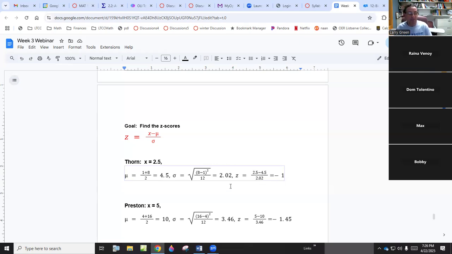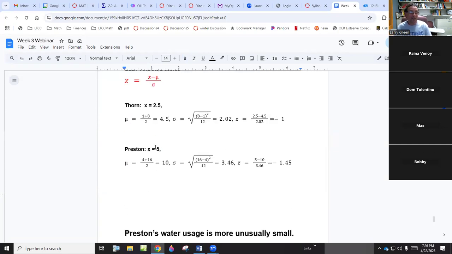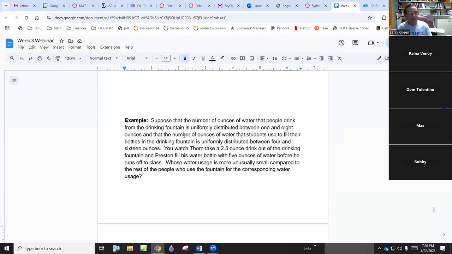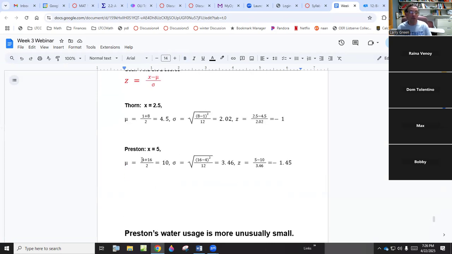Okay, for Preston, we go up here. Preston filled his water bottle with 5 ounces of water. Now we're using water bottle for Preston. So first thing, Preston's X was 5. And now Preston used a water bottle, and for water bottles, that was uniformly distributed between 4 and 16. So now we find mu is (4 plus 16) divided by 2. 4 plus 16 is 20. 20 over 2 is 10. Any questions so far?